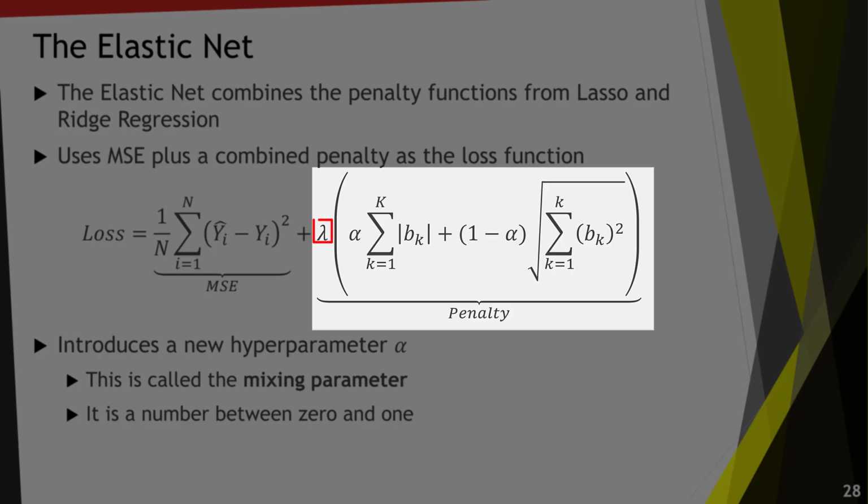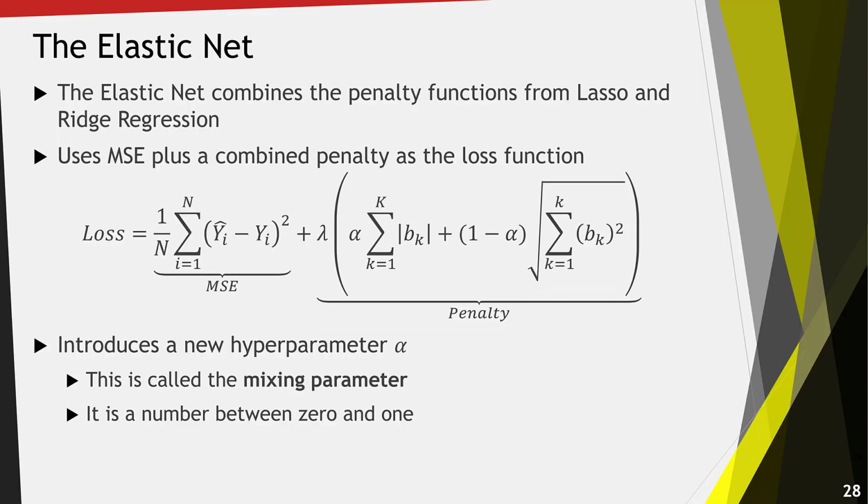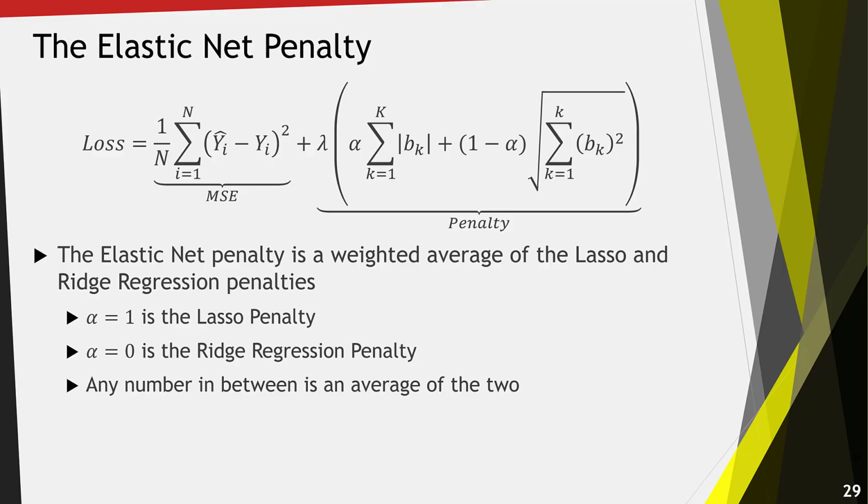The penalty function is the regularization parameter lambda times this sum. The first term is alpha times the lasso penalty function, and then we add that to 1 minus alpha times the ridge regression penalty function. You can see that there's a new hyperparameter in this loss function. This hyperparameter alpha is called the mixing parameter. It's a number between 0 and 1. The elastic net penalty is just a weighted average of the lasso and the ridge regression penalties, where the hyperparameter alpha determines the weight you place on each of them.